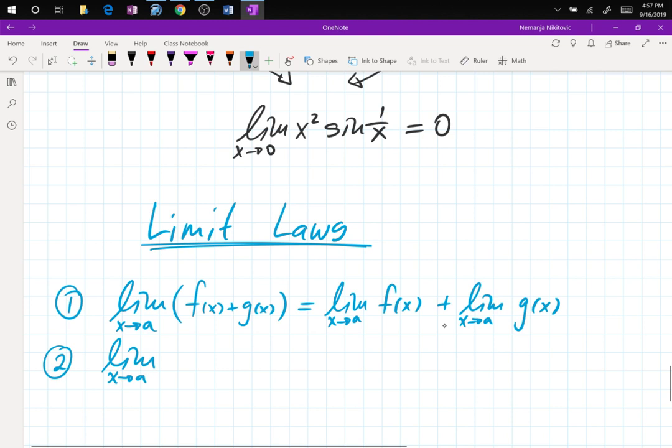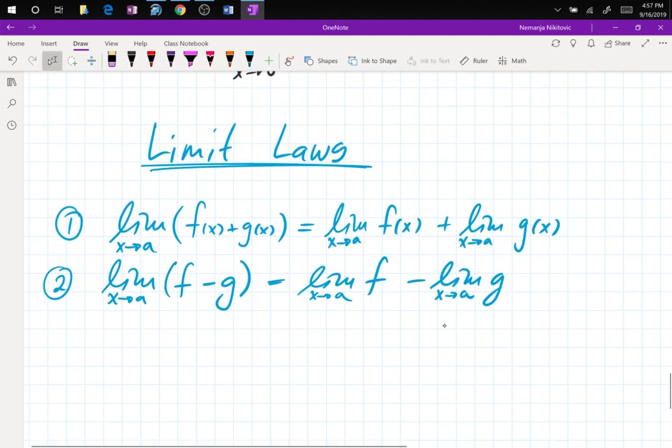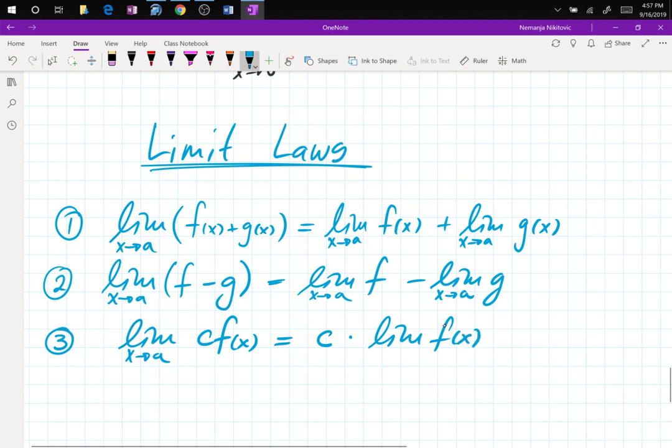I'm just going to start abbreviating this. The limit of f minus g is going to be the limit of f minus the limit of g, as x goes to a. If you have a constant multiplying the function, you can kick it out in front of the limit. So if you have the limit of c times f of x, you can kick this constant c outside, figure out the limit of f of x, and then multiply by the number.